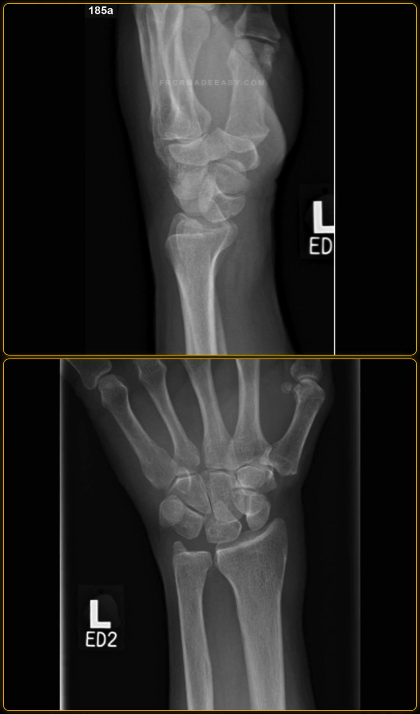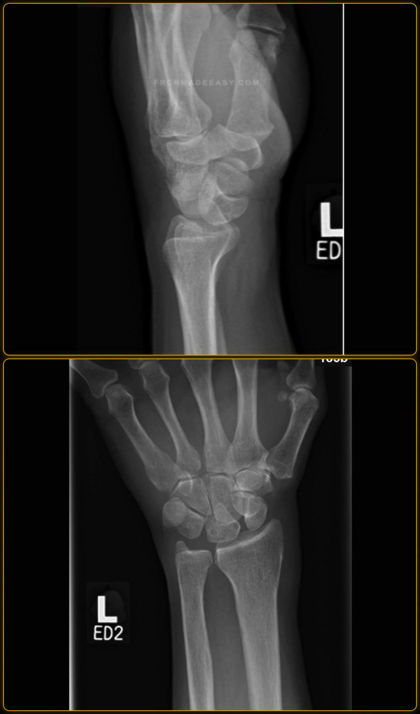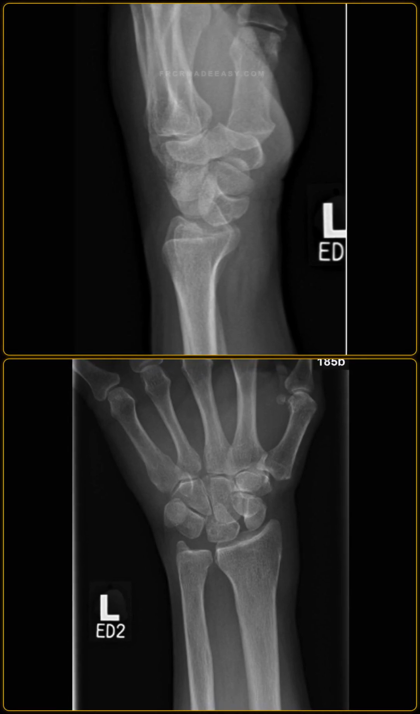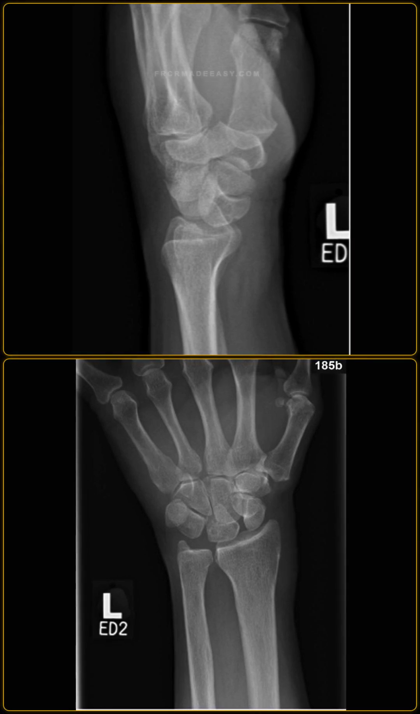A young man presents with severe wrist pain and deformity after falling off his bicycle. I am showing you PA and lateral radiographs of the left wrist. Describe the findings. Okay, looking at the images.